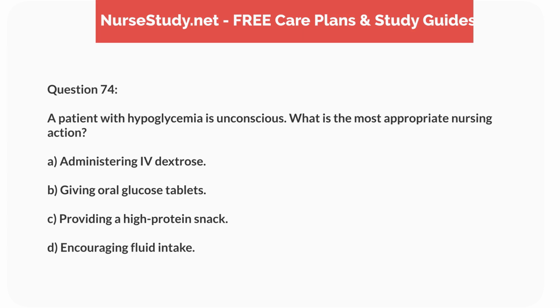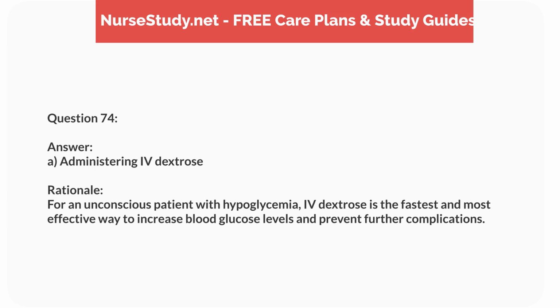Question 74. A patient with hypoglycemia is unconscious. What is the most appropriate nursing action? A. Administering IV dextrose. B. Giving oral glucose tablets. C. Providing a high-protein snack. D. Encouraging fluid intake. Answer: A. Administering IV dextrose. Rationale: for an unconscious patient with hypoglycemia, IV dextrose is the fastest and most effective way to increase blood glucose levels and prevent further complications.